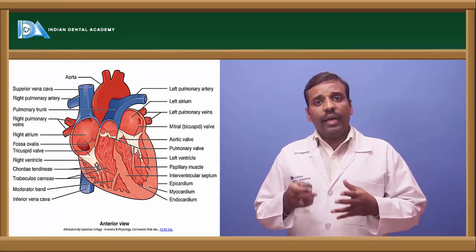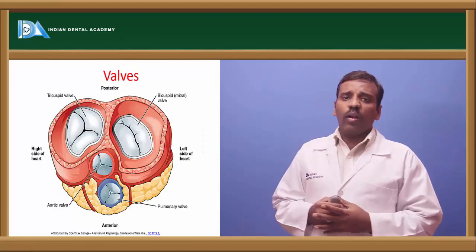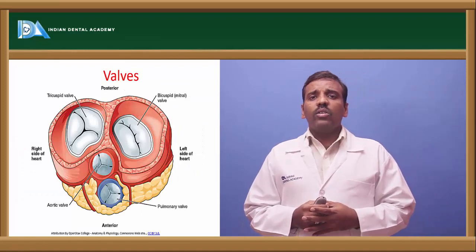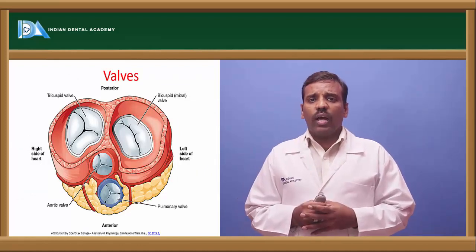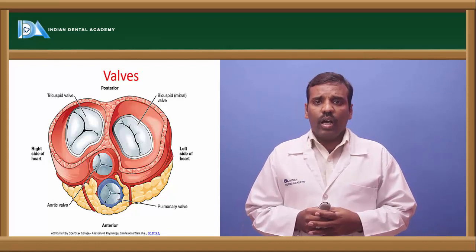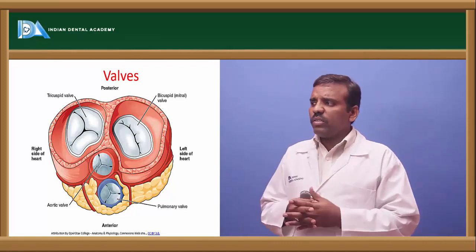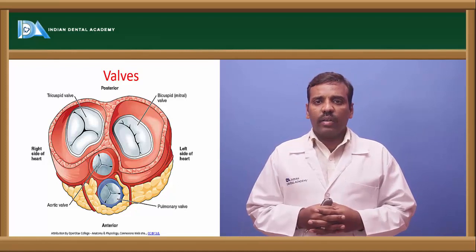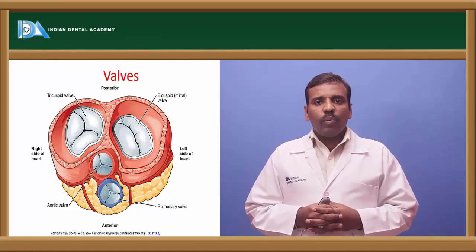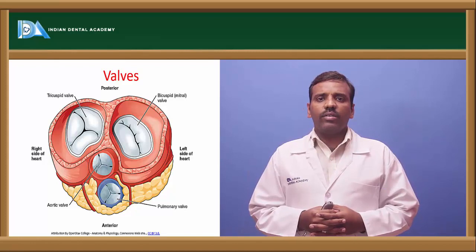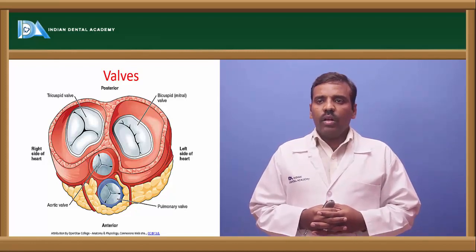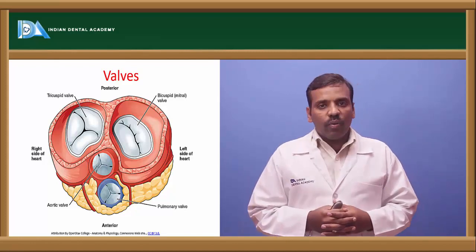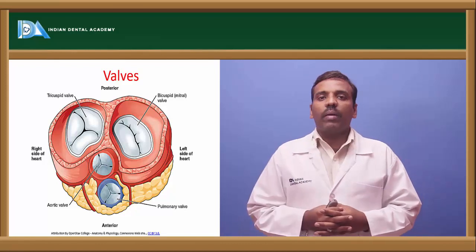Next is valves. There are two types of gates present, and including all of these, they are called valves. There are four valves completely: one is the bicuspid valve, another is the tricuspid valve, the next is the aortic valve, and another is the pulmonary valve.